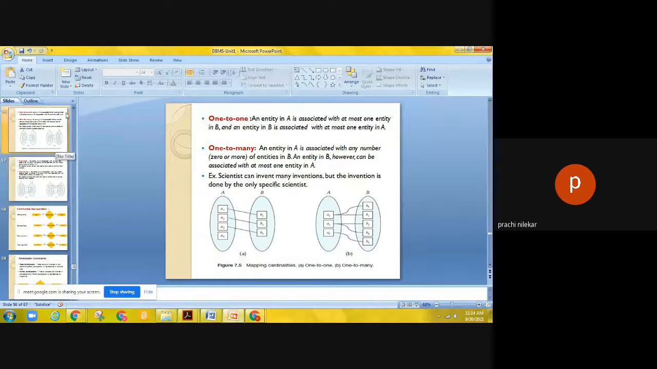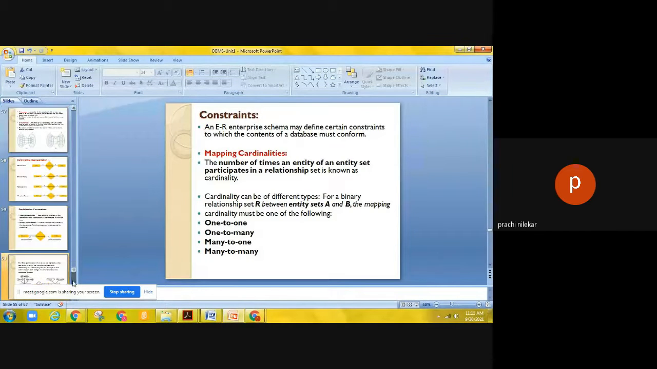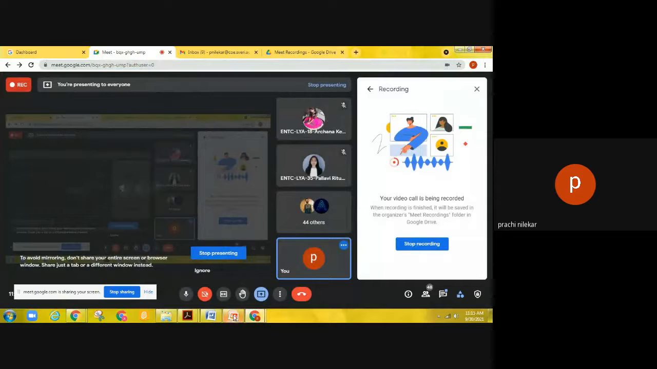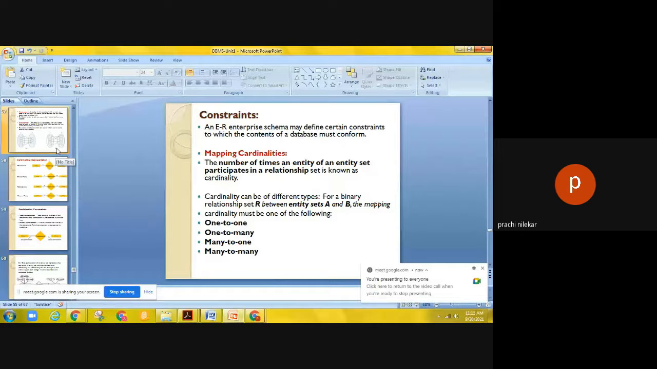After that, we saw the mapping cardinality. Constraints are nothing but the rules and regulations. So any relation in the ER diagram is one of these: one to many, many to one, or many to many.